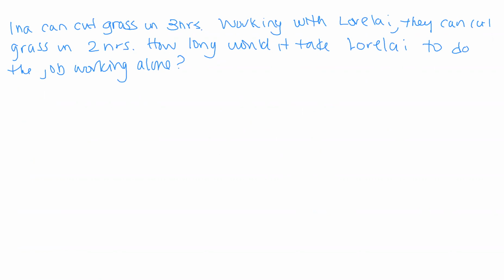So this example is slightly different. In this case, we don't know both individual times. We know one individual time and we know the time working together. All right, so our goal in this case is to find the other missing individual time. So we have that Ina can cut grass in 3 hours. Working with Lorelei, they can cut grass in 2 hours. How long would it take Lorelei to do the job working alone?